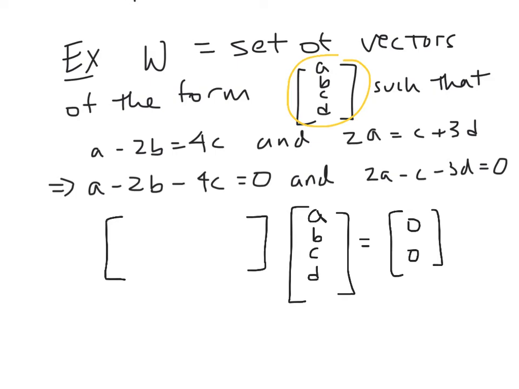using our two equations. We know that 1 times A minus 2 times B minus 4 times C plus 0 times D should equal 0. Furthermore, we know that 2 times A plus 0 times B minus 1 times C minus 3 times D should equal 0. And we see how these equations have been encoded in the matrix. Therefore, the null space of this matrix will be exactly equal to the solutions that we saw above.